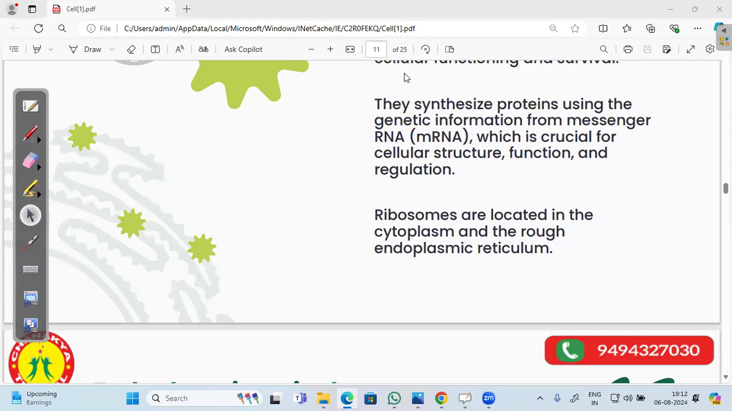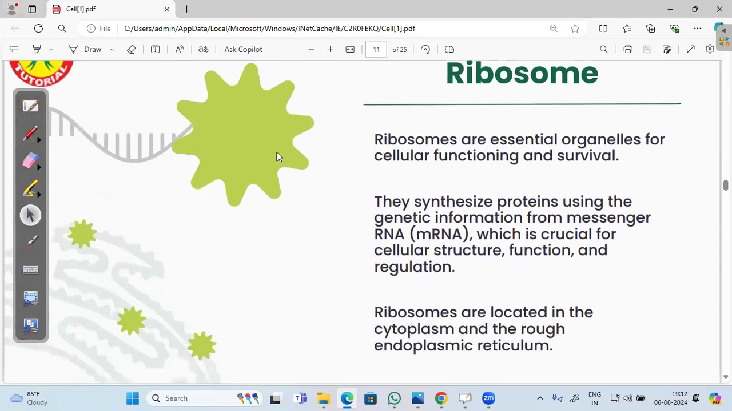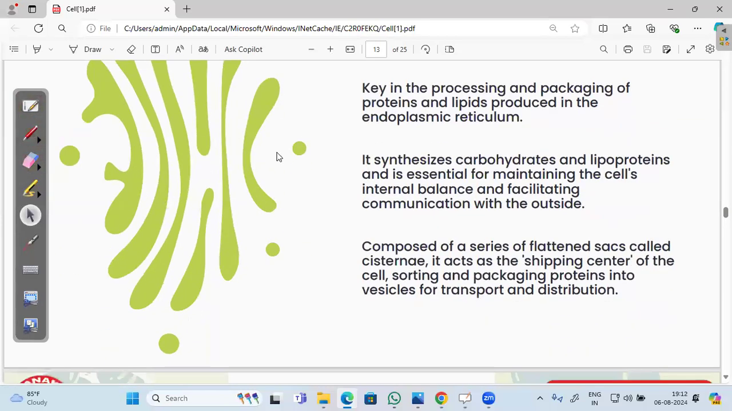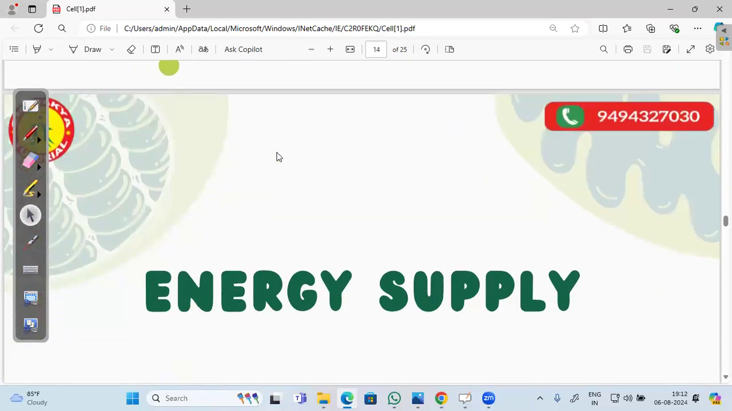Okay. So we are just about to do ribosomes. This is the only topic we are left with here. We are left with ribosomes and endoplasmic reticulum. Golgi apparatus we completed in the last class. So we will do a quick revision of the Golgi apparatus also.